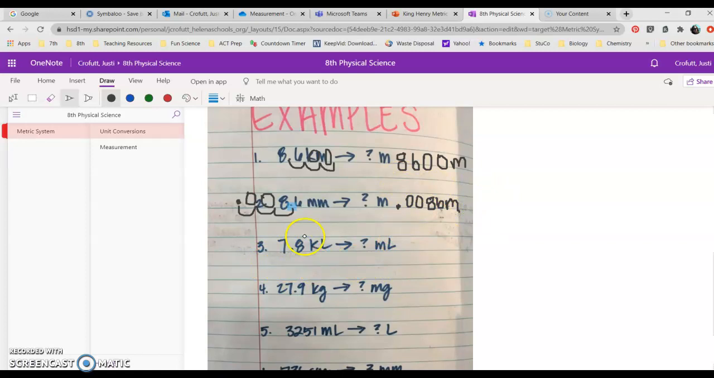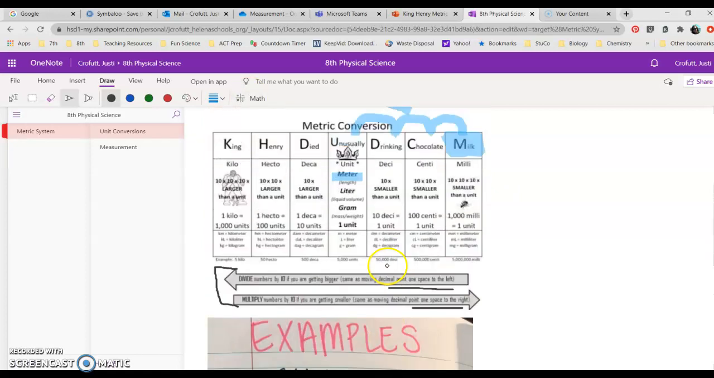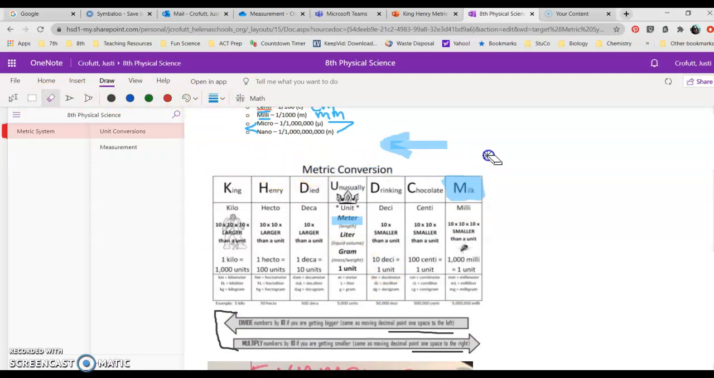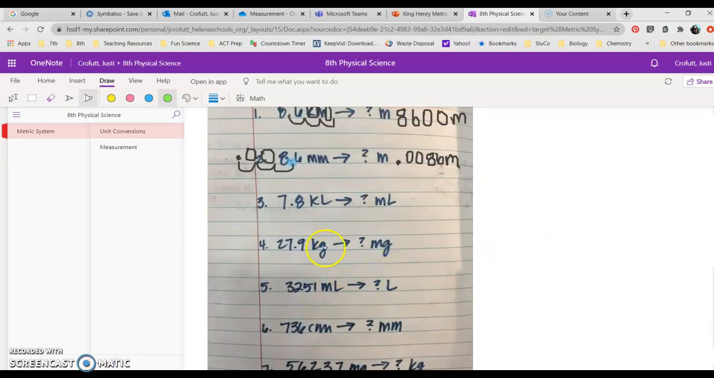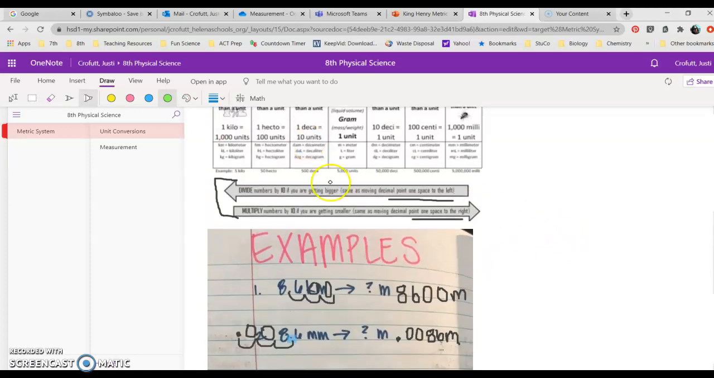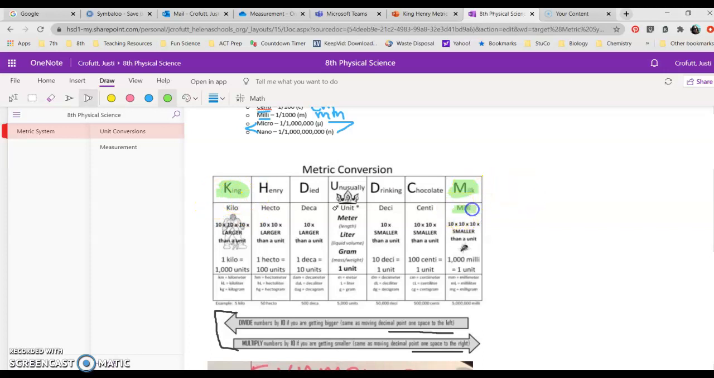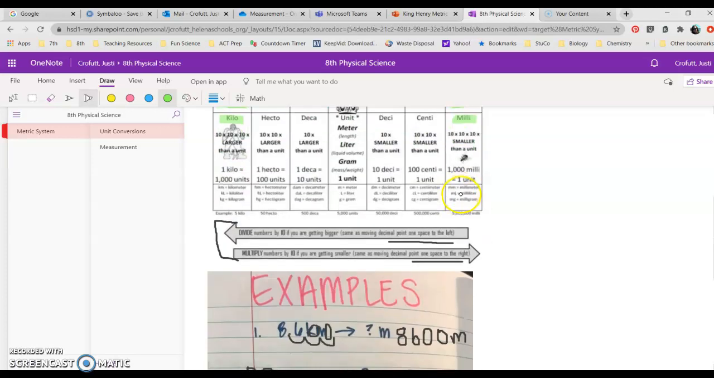Okay, next one, 7.8 kilometers to millimeters. So we're going a little bit bigger than we did last time. So kilometers to millimeters. So we're at kilometers, and they want us to go to millimeters. So kilo is right here, milli right there. So we count. We start here and go 1, 2, 3, 4, 5, 6. Remember, you count just like you would if you were playing a board game like Sorry or something. Okay, so we're moving our decimal 1, 2, 3, 4, 5, 6 to the right.